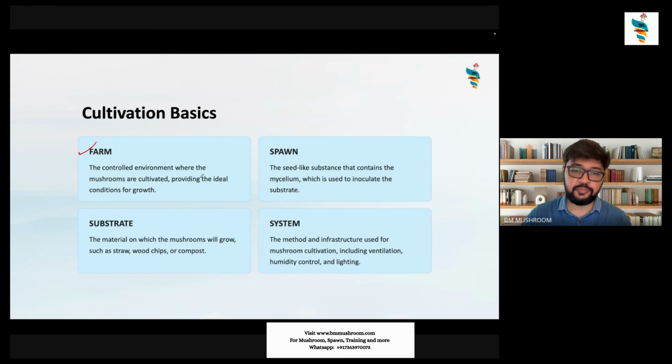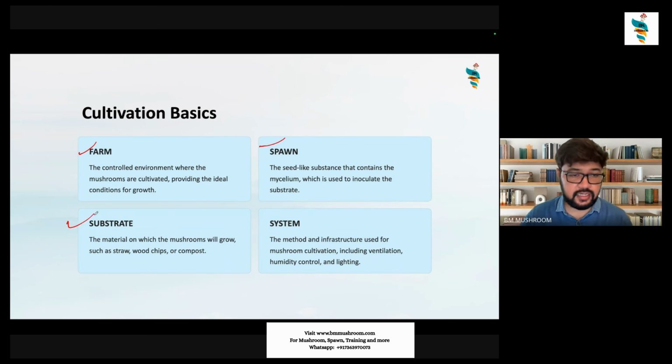Then what's the next important thing we need? We need spawn. Without spawn, how will we grow? So what is the spawn? For reference, we can treat it as the seed of the variety which we are trying to grow. But spawn is nothing but mycelium grown on any kind of grain. Mostly grain spawns are popular, or sawdust spawns are also popular. So spawn is just the mycelium we will need. Either we can make it ourselves from tissue culture using the mushroom fruits, or we can buy it from any reputed lab. And from there, we have to add it into a substrate.